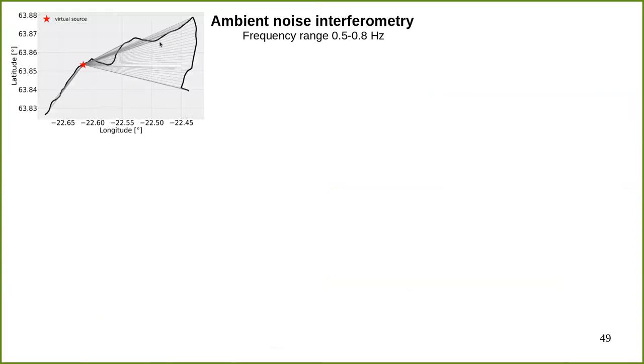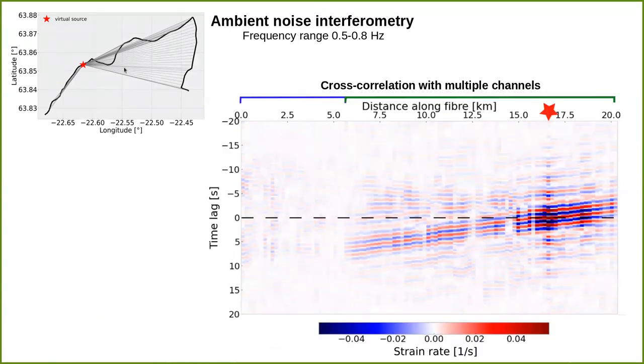So this is demonstrated here in the upper left figure. Again, the virtual source is indicated and the receivers are evenly distributed along the whole fiber. The cross-correlations can now be displayed in a so-called correlation gather, shown here. On the x-axis, we see distance along fiber in kilometers, and on the y-axis, the time lag in seconds is shown. Emanated by the virtual source, coherent surface waves travel along the fiber.